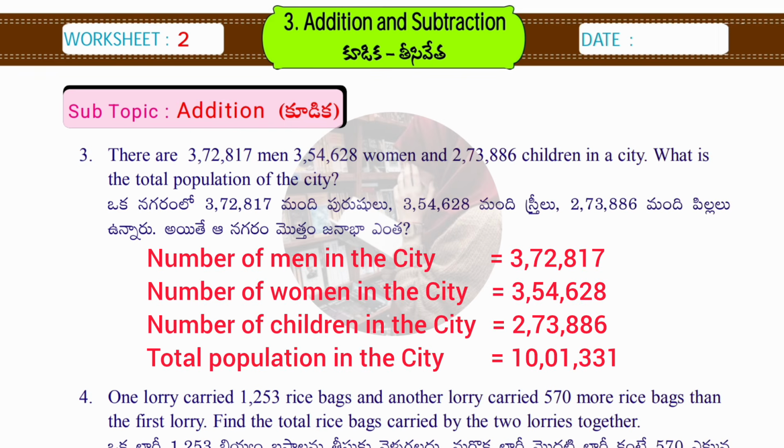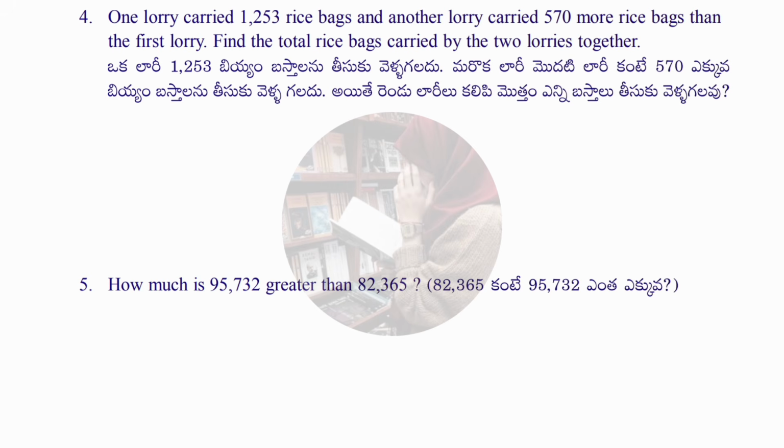Number of men in the city, which is 3,72,817. Number of women in the city, 3,54,628. Number of children in the city, 2,73,886. Now you have to add all the three, means total population in the city is, count it carefully guys, you will get the answer as 10,01,331.